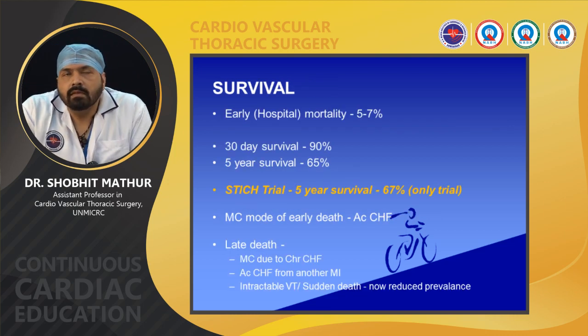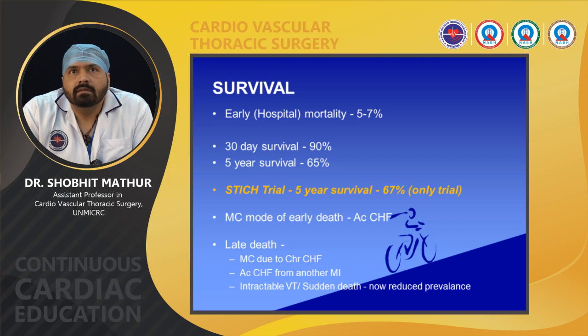Looking at the results of the surgery, the early or in-hospital mortality in such cases is 5 to 7%. The 30-day survival is 90%, and the 5-year survival is 65%. Till date, we have only one randomized controlled trial, the STITCH trial, Surgical Treatment of Ischemic Heart Failure, that randomized CABG and CABG with ventricular reconstruction into groups, and the 5-year survival in this trial was 67%. This is the only randomized controlled trial for aneurysm surgery till date.